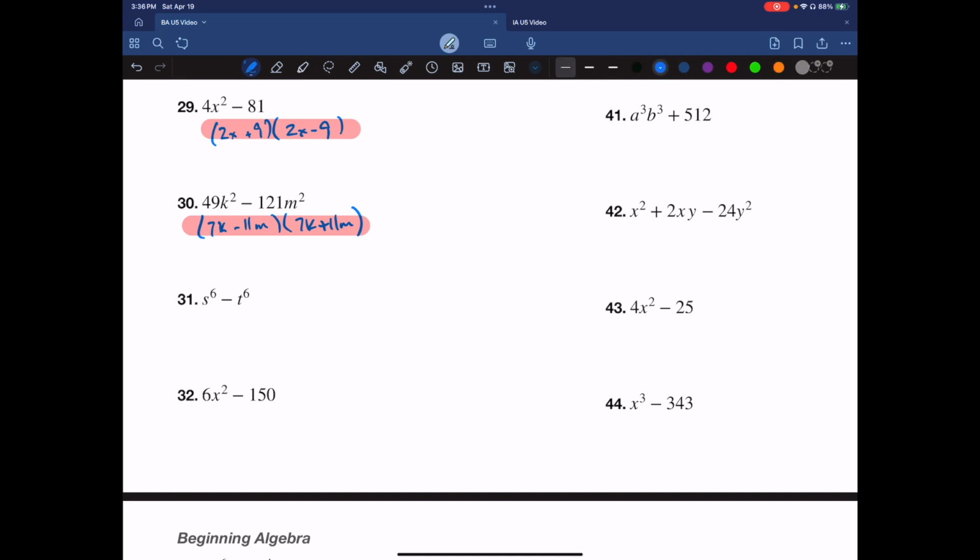Okay. Here, like I said, it doesn't matter what the power is as long as it's even. Then I know it's the difference of 2 squares. So this is going to be s cubed plus t cubed, s cubed minus t cubed.